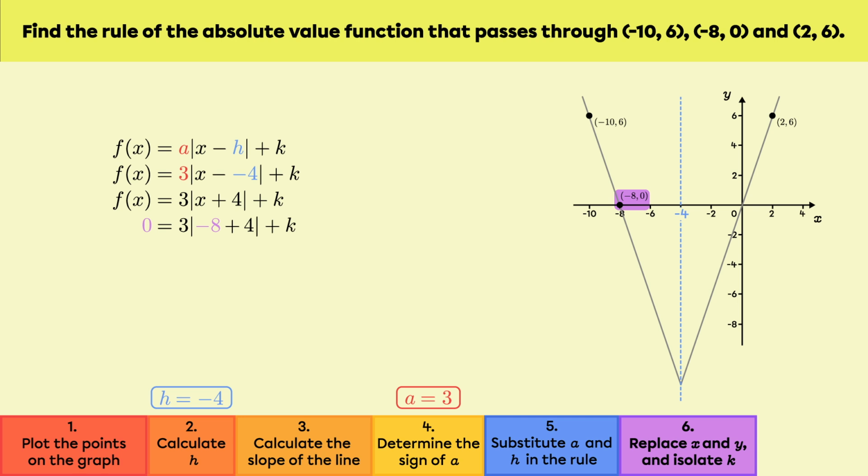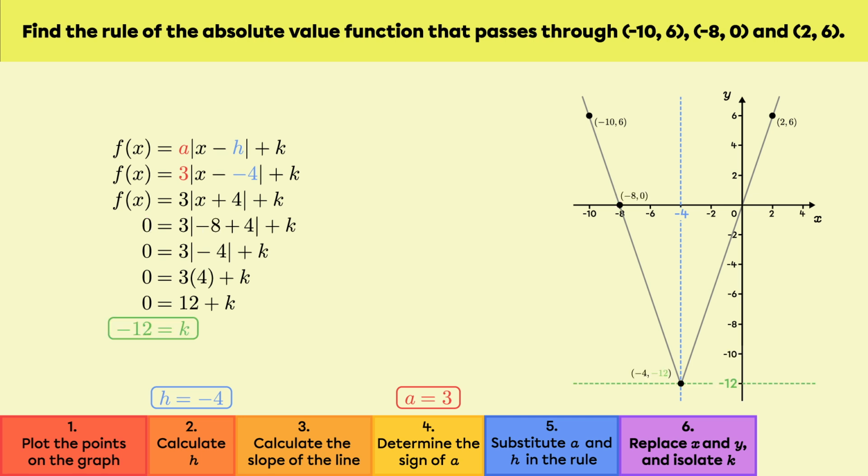Start by doing the calculation between the absolute value signs. -8 plus 4 gives -4. The absolute value of -4 is 4. Then 3 times 4 is 12. You end up with the equation 0 equals 12 plus k. To isolate k, subtract 12 from both sides of the equation. K equals -12. In other words, the y-coordinate of the vertex is -12.